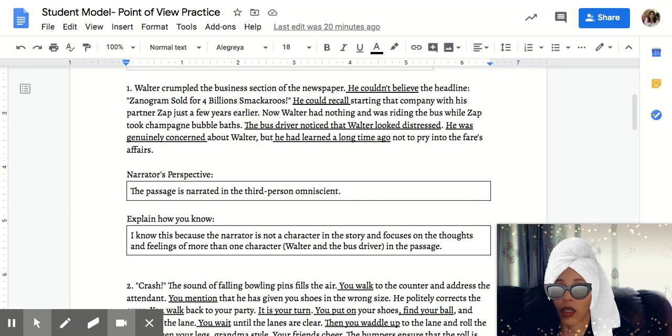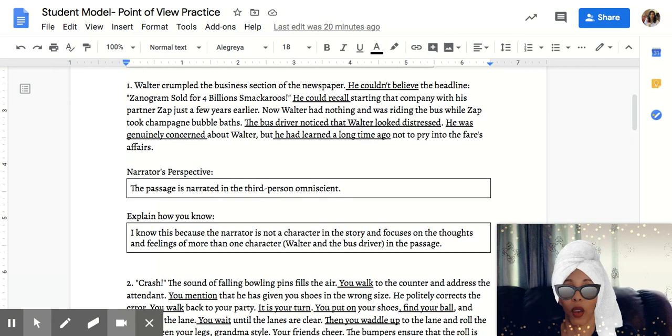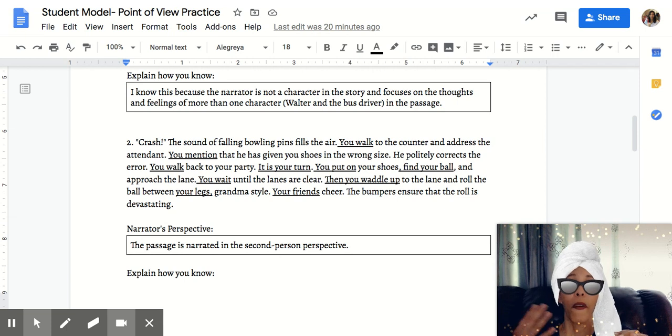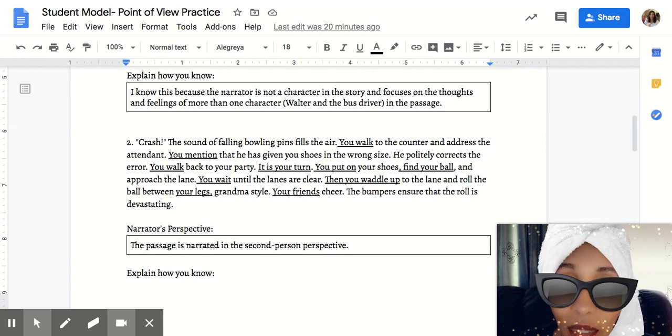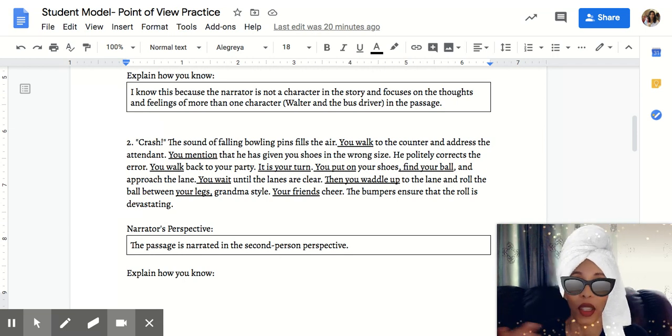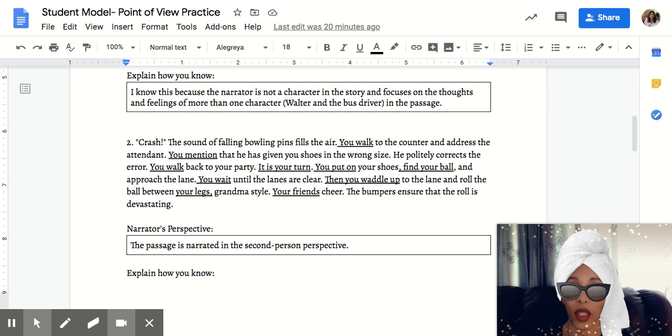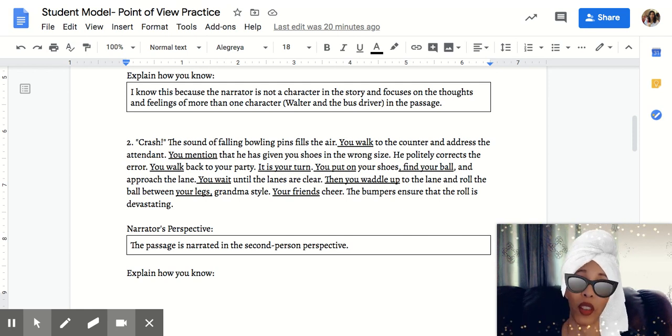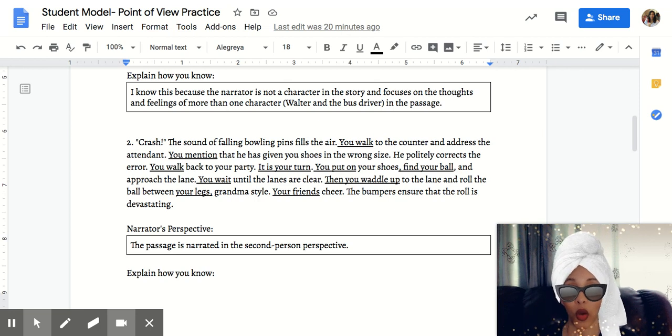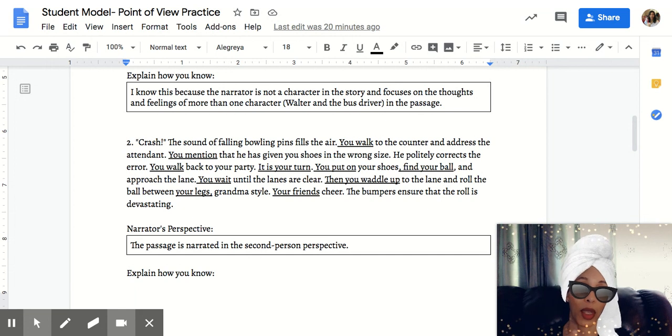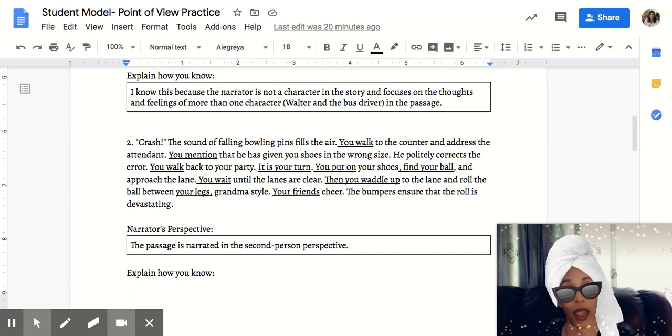How do you know it's second person point of view? How do you know it's first person point of view? Explain it to me clearly. Just pretend like you're talking to somebody. Explain it to me. I need to know that you understand this well. And if not, then we need to continue to review point of view throughout the last 4 weeks of school because I want to make sure ultimately you guys learn it.